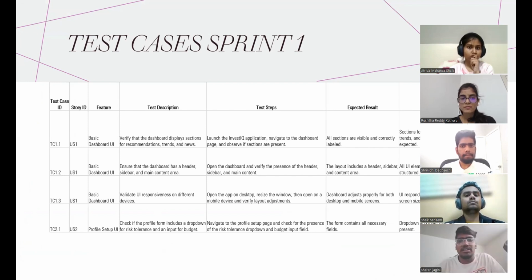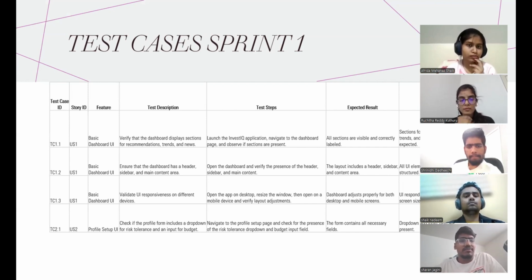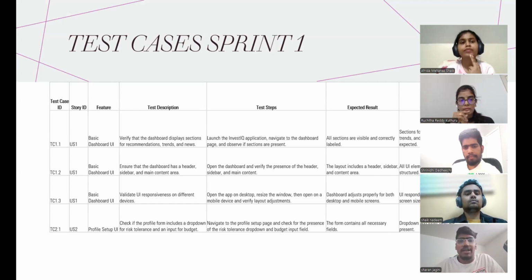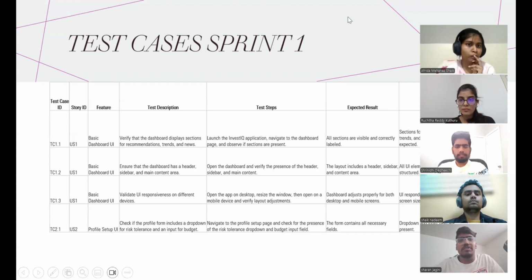Hi, this is Sharon Jigni. I have done test cases so far. In Sprint 1 we tested multiple core functionalities to ensure a stable foundation for our application. Test case 1 is the basic dashboard user interface. I launched the app, navigated to the dashboard, and checked for label sections. I can easily recognize the proper labels and everything is visible. I was satisfied and marked it as a pass.